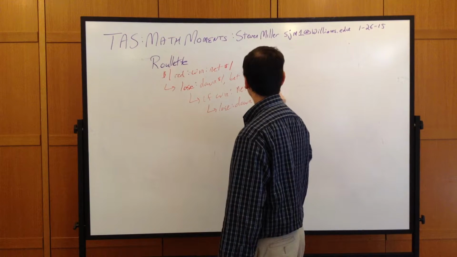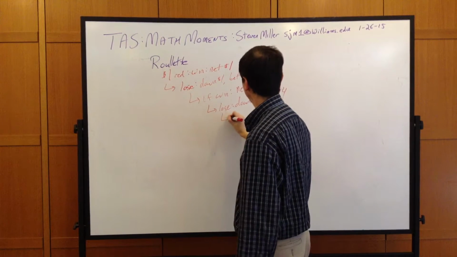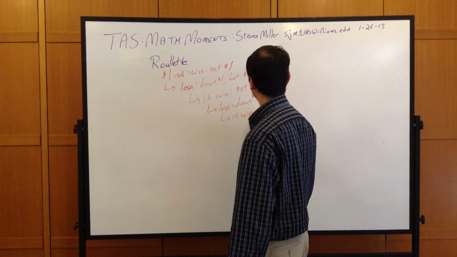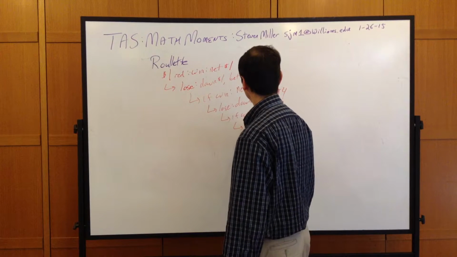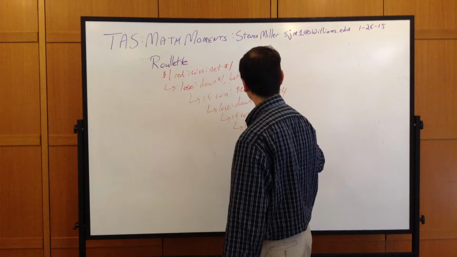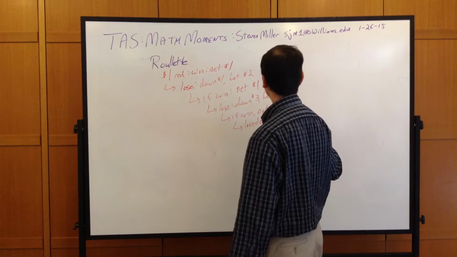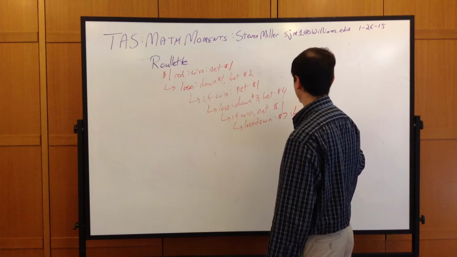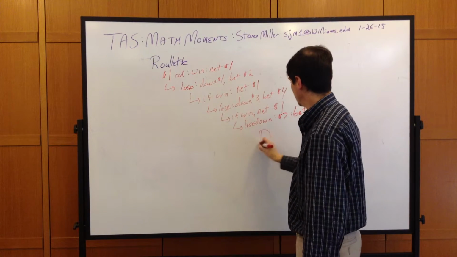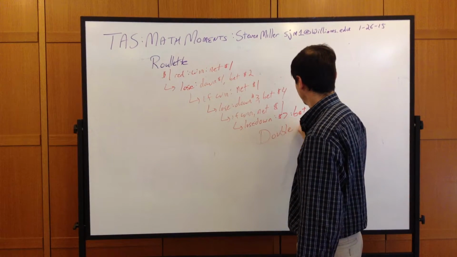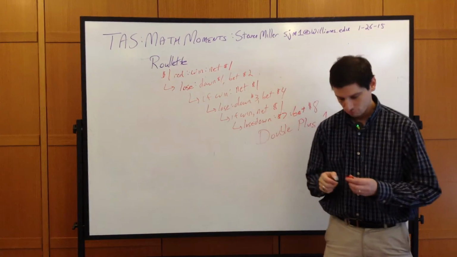3. So we bet how much? 4. If we win, how much do we net? If we lose, we're down 7. So what do we do? We bet 8. So this is called double plus 1. So the best you can do is net $1.